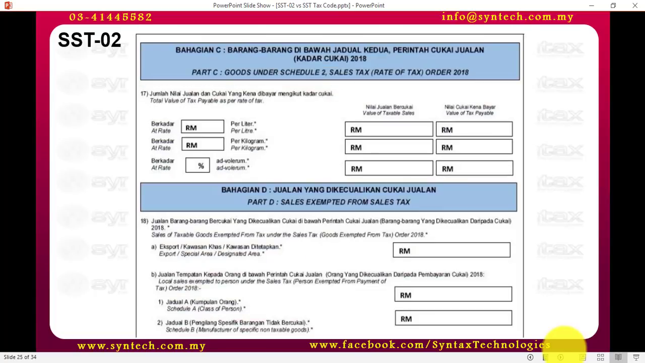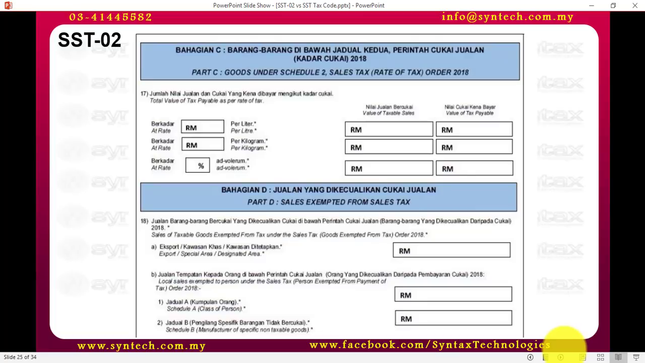Item 17 normally is not applicable to you because it's under Schedule 2, like petroleum and things like that. So item 18, this is the difficult part. Okay, part D. Sales exempted from sales tax. 18A, you sell something as taxable goods, which is exempted because of export, or you sell to special area or designated area, then you need to put under 18A.